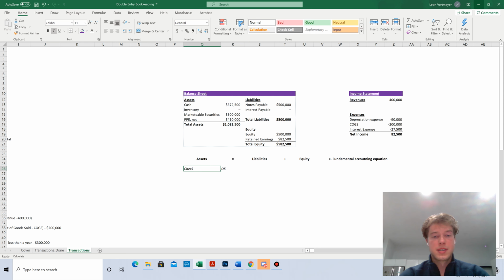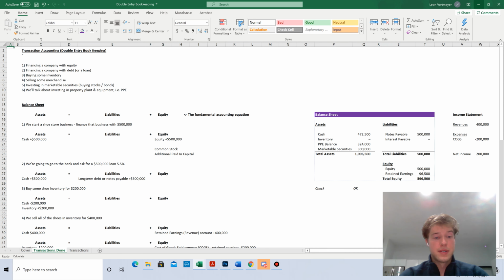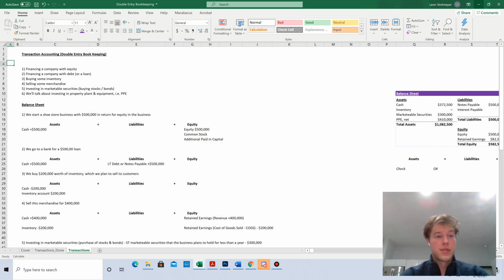So we made two adjusting journal entries, one for interest and one for depreciation. And our balance sheet still balances as it should. No all-nighters tonight. That's great. So you guys have effectively just gone through all 6 of these transactions: financing a business, buying inventory, selling inventory, investing in marketable securities, investing in a factory, as well as making adjusting journal entries for what happens after a year of operating in the business.